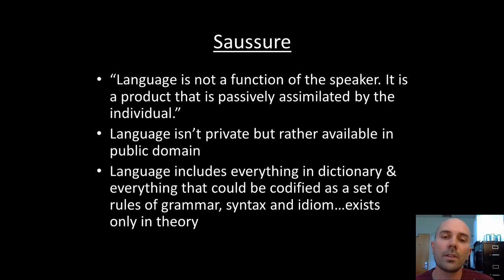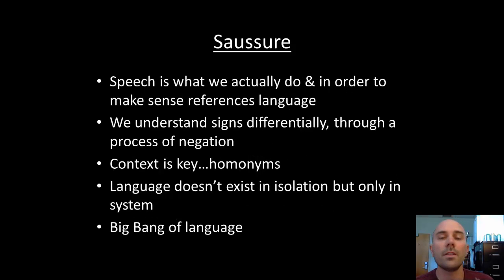Saussure said that language is not a function of the speaker, but rather it's a product that's passively assimilated by the individual. In this sense, language isn't something that's private, but it's available in the public domain. And language also includes everything, not only in the dictionary, but everything that could be codified as a system of rules, so grammar, syntax, idiom, etc. And language is something that exists only in theory.